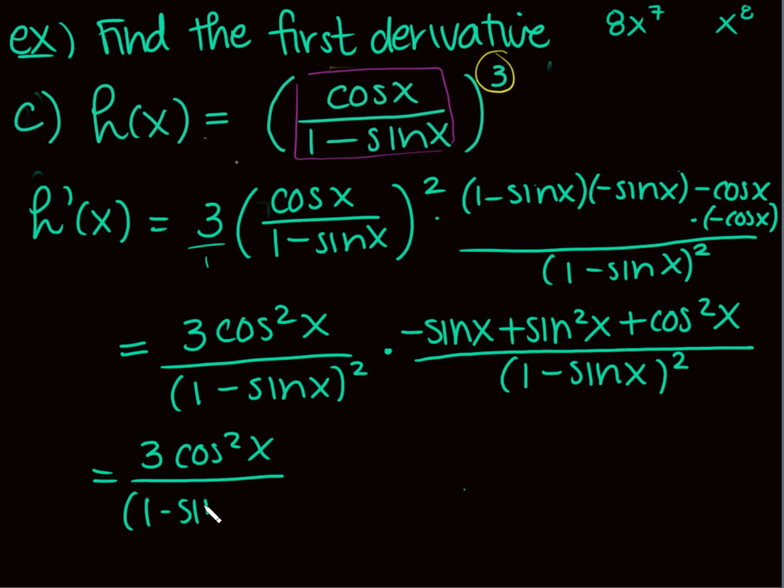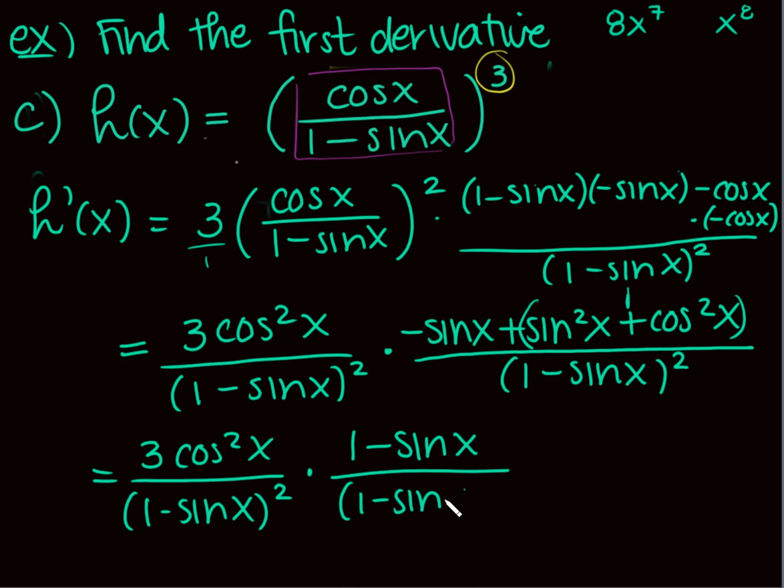I'm going to leave this here because I see some cool stuff is about to happen. What's sine squared plus cosine squared? That's 1. So this whole thing here is 1. So notice on top what I get: 1 minus sine x. That is so cool. All over 1 minus sine x quantity squared. So now I can cancel one of these whole things with this. And so what's my final answer? All of that work comes down to 3 times cosine squared all over 1 minus sine x, I have 2 of them times another one, so I'm going to have 3 of them.